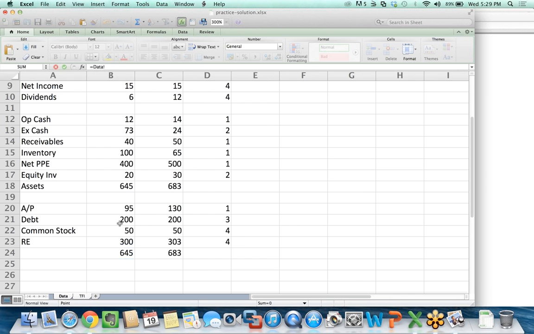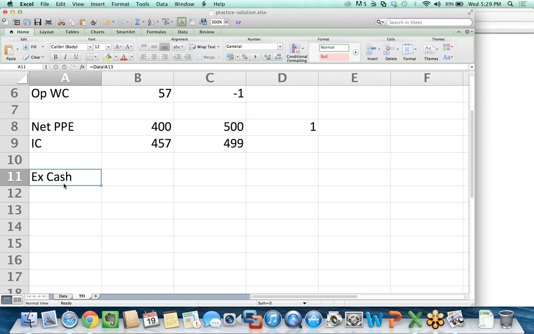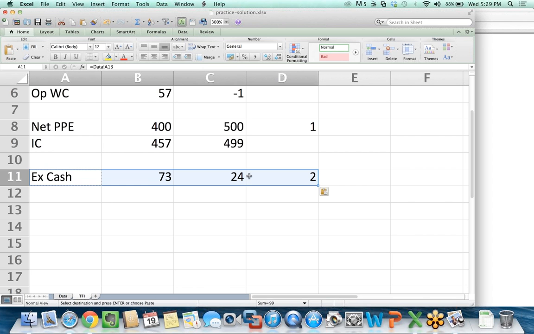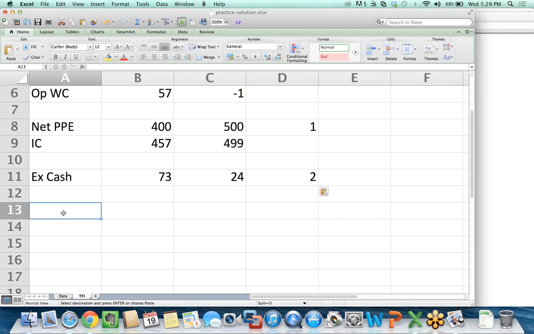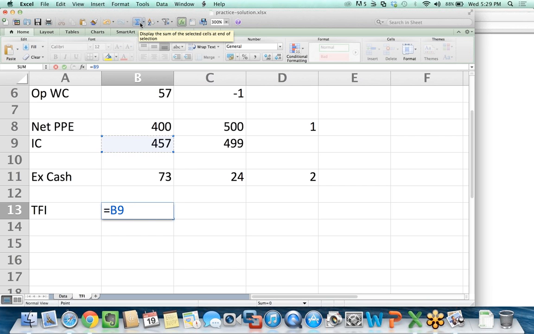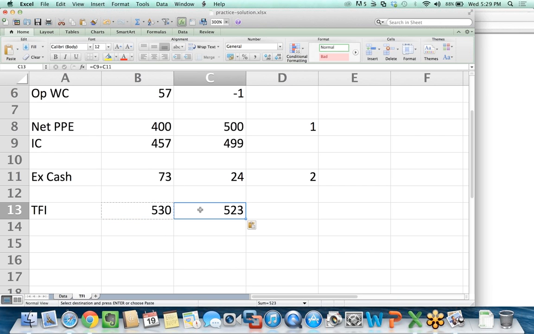So in this case, go back to my data. Anything labeled as a 2 on an asset side, anything labeled as a 2 on a liability side, I then move over. I don't have any 2 liabilities. If I did, I would net those out. But essentially, when I add my 1's and 2's together, I get my TFI. So I'll just add my invested capital plus my 2's. Excess cash is the only 2. And that is my total funds available to investors.